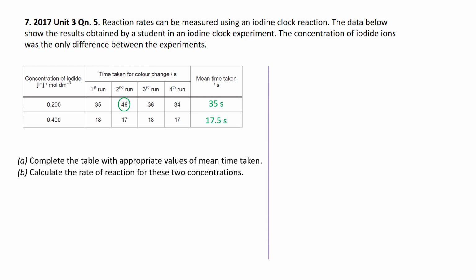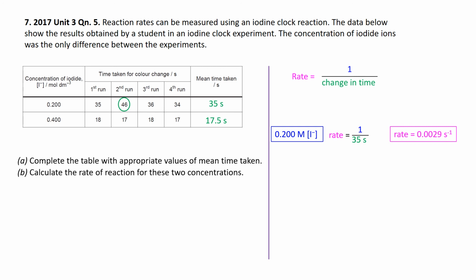Calculate the rate of reaction for these two concentrations. Well, rate is 1 over the change in time. In this particular case, there's no fancy number to throw in there to tell us what's gone away in that 35 seconds or 17.5 seconds. So we're just going to say rate is inverse to time. So for 0.2 molar I minus, the mean time is 35 seconds, so the rate is 1 over that, 0.0029 per second, and for the 0.4, the rate is 1 over 17.5, which is 0.0057 per second.